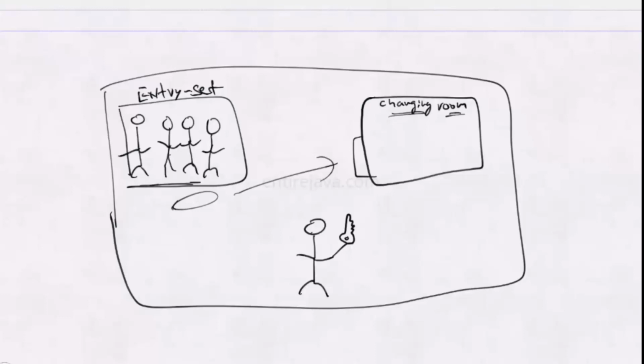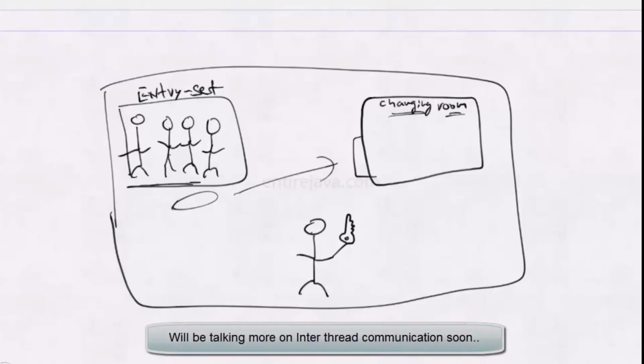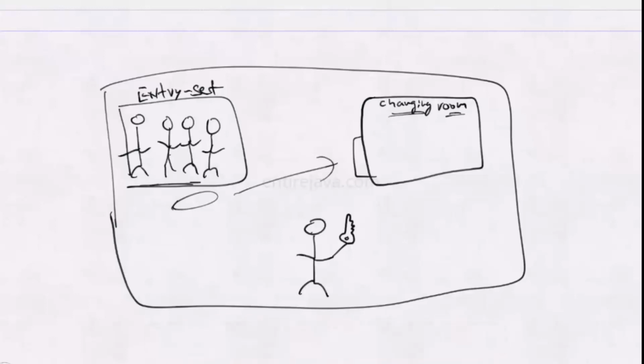Now let's talk about something called wait set. We need to talk about inter-thread communication and the methods like wait, notify, and notify all to be able to understand what is wait set. But just for the completeness of this video, I'll try to explain it. Although it's hard to correlate wait set in this real-world example, I'll try my best.